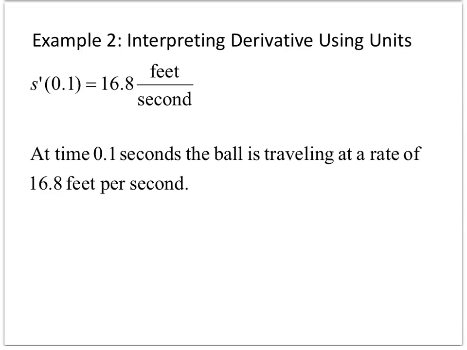So here I have, once again, my derivative is 16.8. If I use that Leibniz notation, I would know that's in feet per second. So at time 0.1 seconds, the ball is traveling at a rate of 16.8 feet per second.